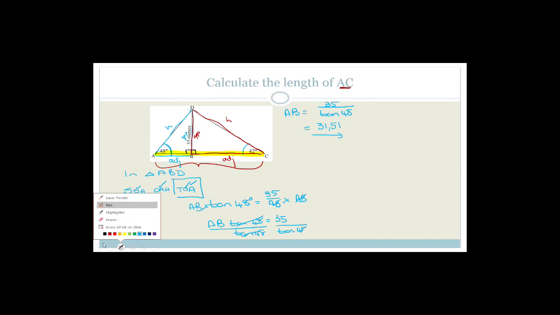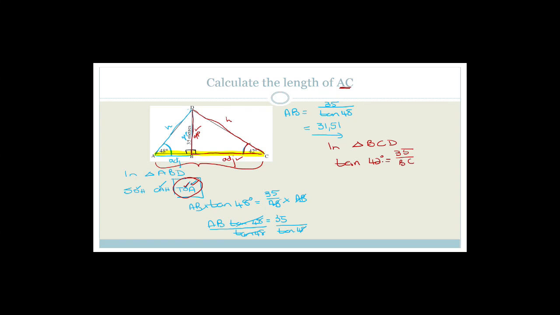So we're going to change to red so you can see what I'm doing. Now we're working in the red triangle, the triangle BCD. Do you agree? Again, we've got the opposite side and we've got the adjacent side. So again, we're going to use tan. So tan of 42 degrees is equal to the opposite, which is 35, over the adjacent, which is BC.